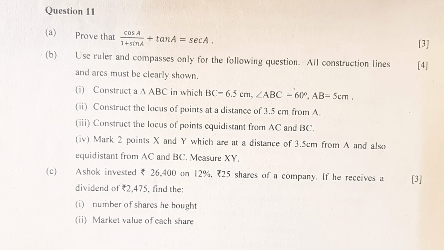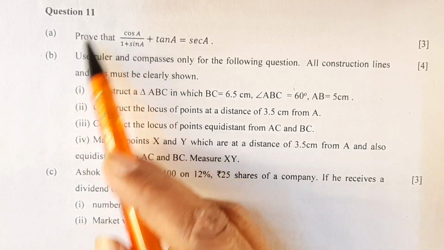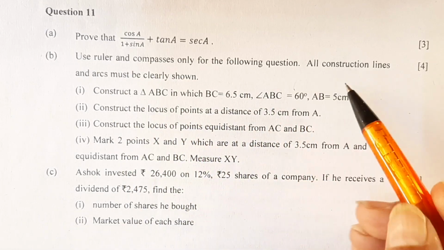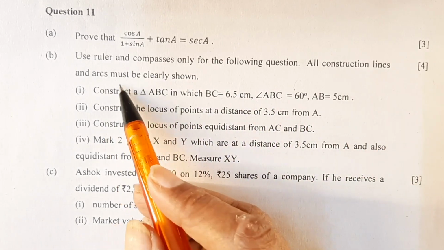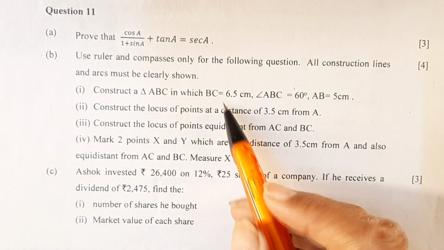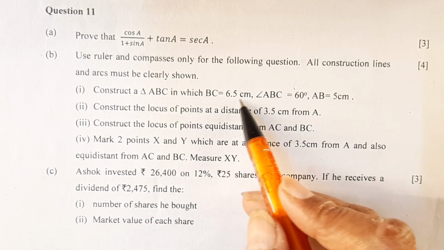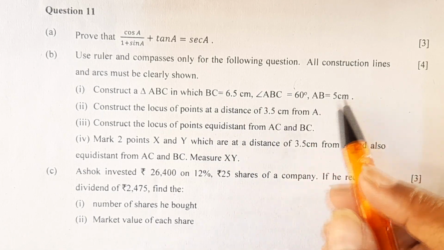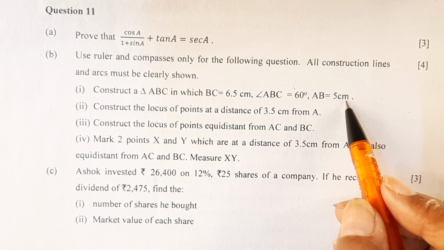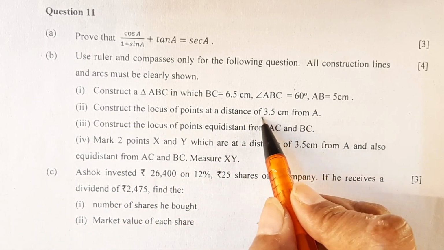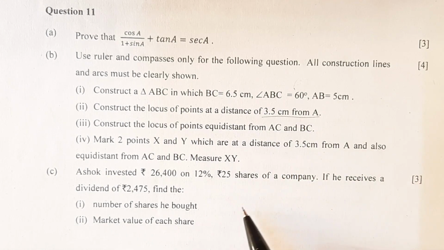Now we come to the last question of this video. This is 2016 question 11B. Use ruler and compasses only for the following question. All construction lines and arcs must be clearly shown. Construct triangle ABC in which BC is 6.5 centimeter, angle ABC is 60 degrees and AB is 5 centimeters. Construct the locus of points at a distance 3.5 centimeter from A.